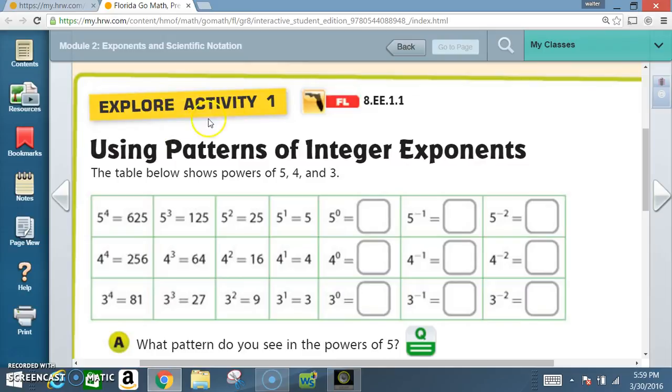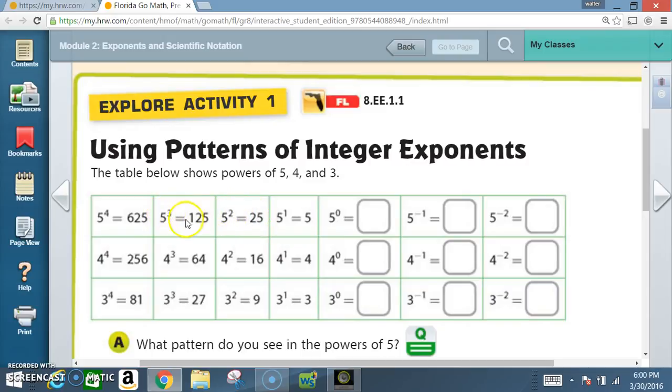Okay, to help you better understand the lesson, we're going to pursue Explore Activity 1, using patterns of integer exponents. The table below shows powers of 5, 4, and 3. 5 to the first power is equal to 5. 5 to the second power is equal to 25. Remember, 5 to the second power means 5 times 5, that's 25.